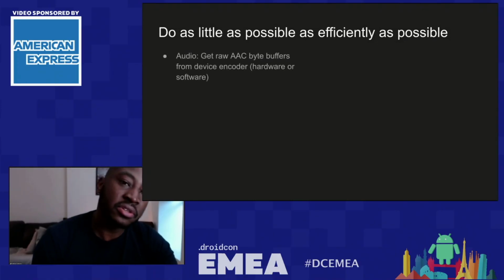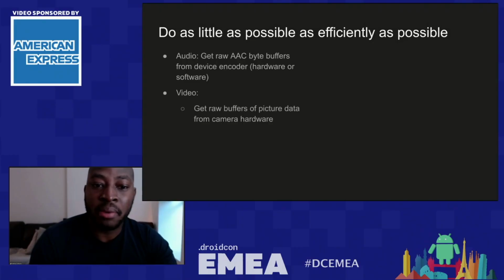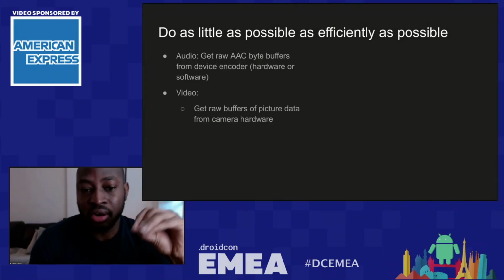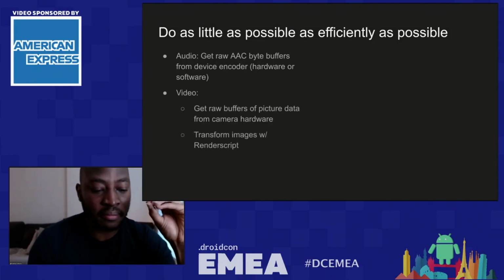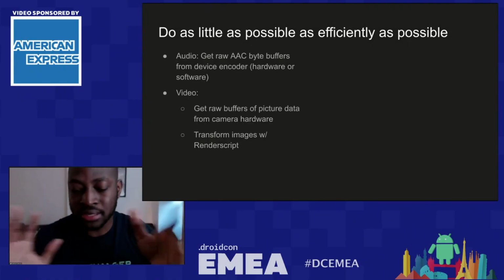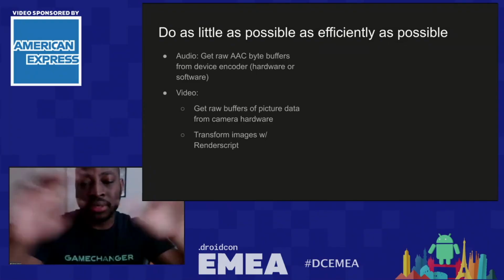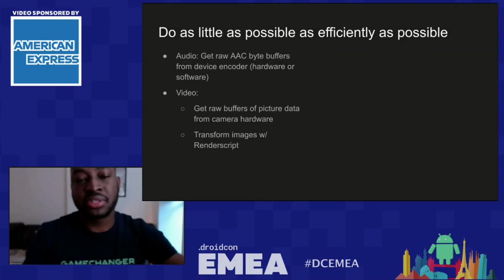As far as audio is concerned, you want to get raw AAC byte buffers from the device encoder. This is typically hardware or software. For video, you want to get raw byte buffers of picture data from the camera hardware. Now, as I was talking about SPS and PPS, this cannot change for the duration of the stream. So if your video is landscape when you start the stream, as far as RTMP and FLV go, it will stay that way.